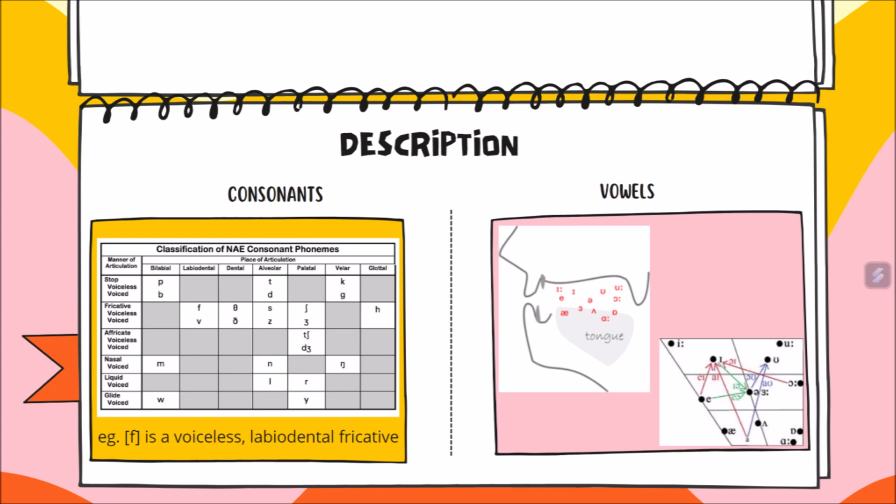Consonant sounds are described according to 3 criteria: the state of the glottis in terms of vibration, the place of articulation, I mean the organs involved in making the sound, and manner of articulation, how the airstream is modified by those articulators.